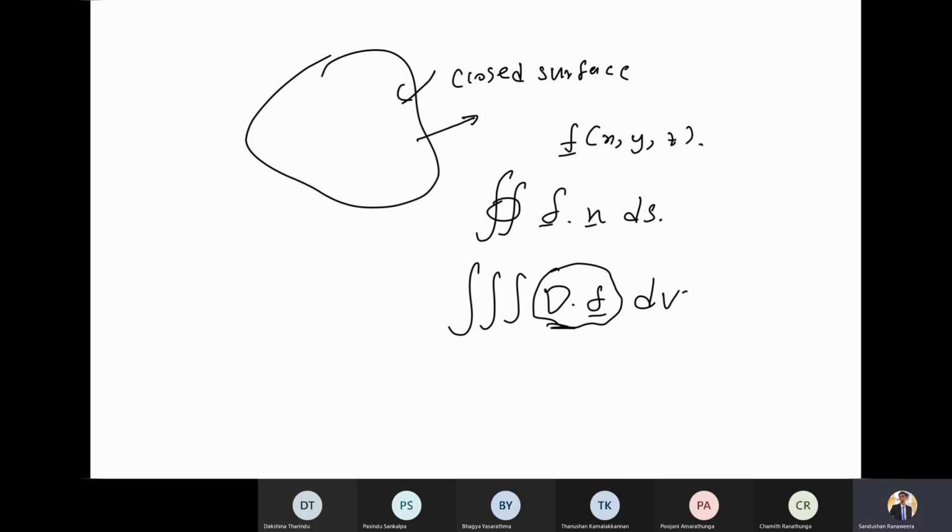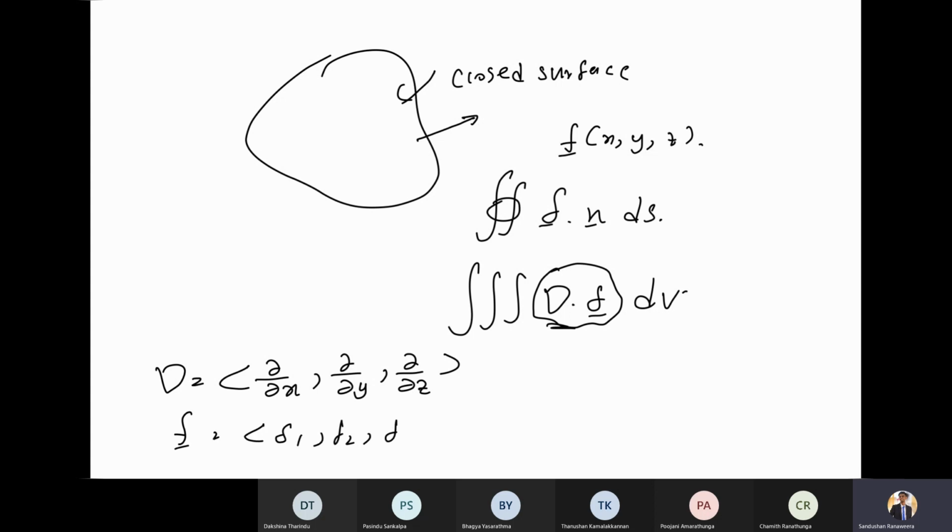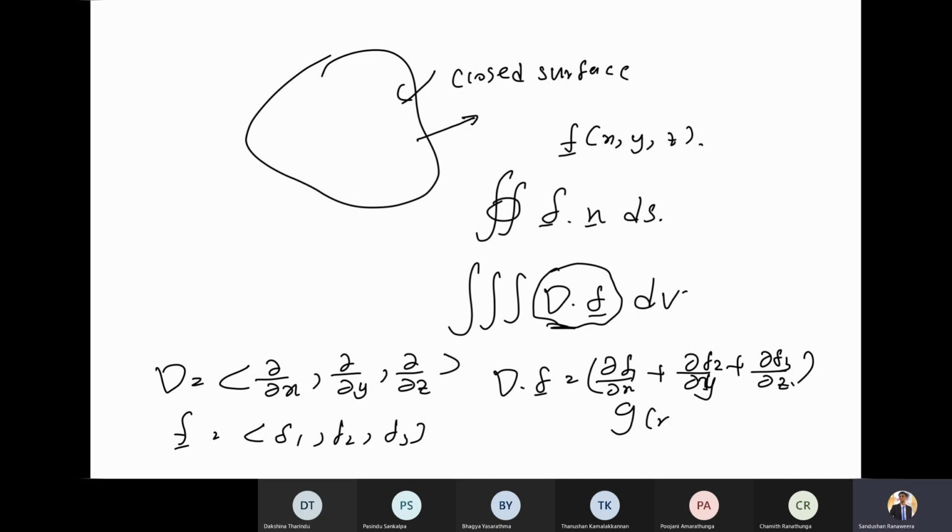You can represent your grad as del over del x, del over del y, del over del z, and your function as F1, F2, F3, and you can simply perform the dot product as del F1 over del x plus del F2 over del y plus del F3 over del z. If you evaluate this, it is something like g(x, y, z). It is a normal function, and all that is left is a triple integral.